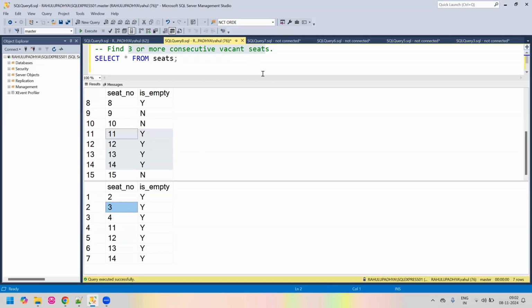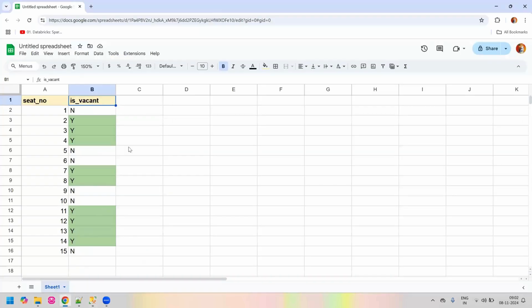First of all, we will discuss the approach that we will take to solve the problem. This is the input that we have, and we are going to use a strategy here. First, we will generate a rank. Wherever the seat is vacant, that is Y, in the order of the seat number, we are going to assign a ranking to it. So we will be assigning the ranking for the vacant seats in the order of the seat number.